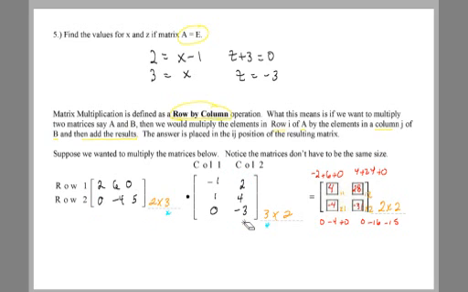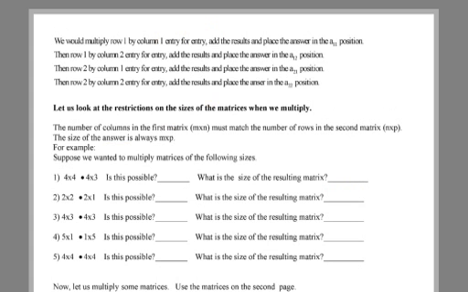So the answer we're looking for, all this stuff is extra. We're looking for the matrix with those four red values in those positions. What I've done on the top of the next page is just explain which entries get multiplied. Row 1 by column 1, entry for entry, add the results, place the answer in the 1,1 position. Row 1 by column 2, entry for entry, add the results, put it in the 1,2 position.